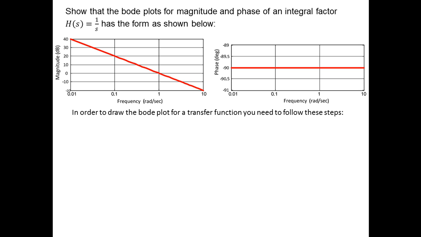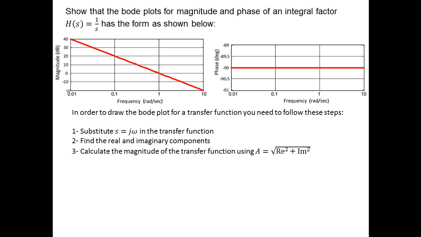In order to draw the Bode plot for the transfer function, we need to follow these steps. The first step is to substitute s as j omega in the transfer function. The second step is to find the real and imaginary components of the transfer function after substituting s equal to j omega. The third step is to calculate the magnitude of the transfer function, A equal to the square root of the real part squared plus the imaginary part squared. And the fourth step is to calculate the phase angle, where the phase angle is the tangent inverse of the imaginary part over the real part.